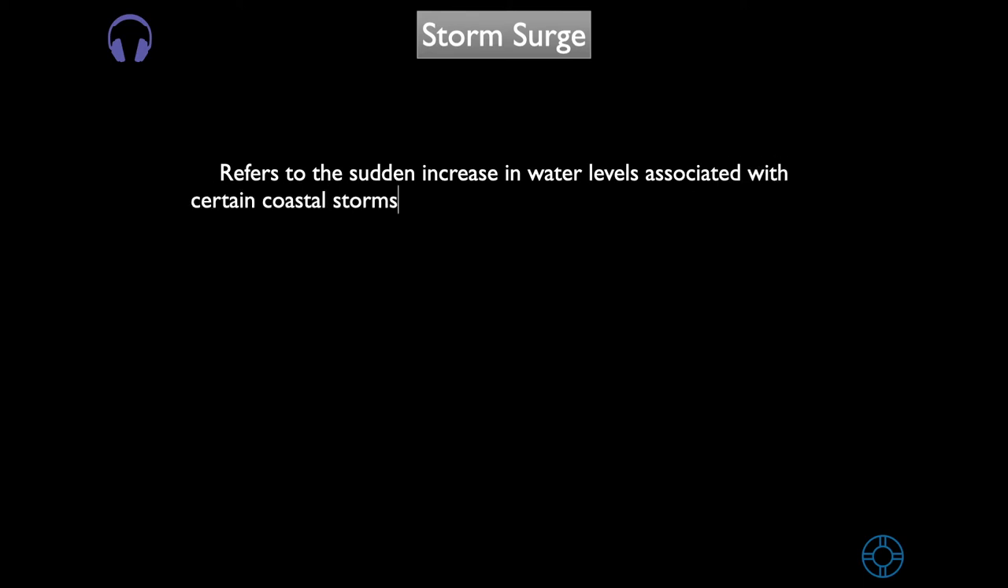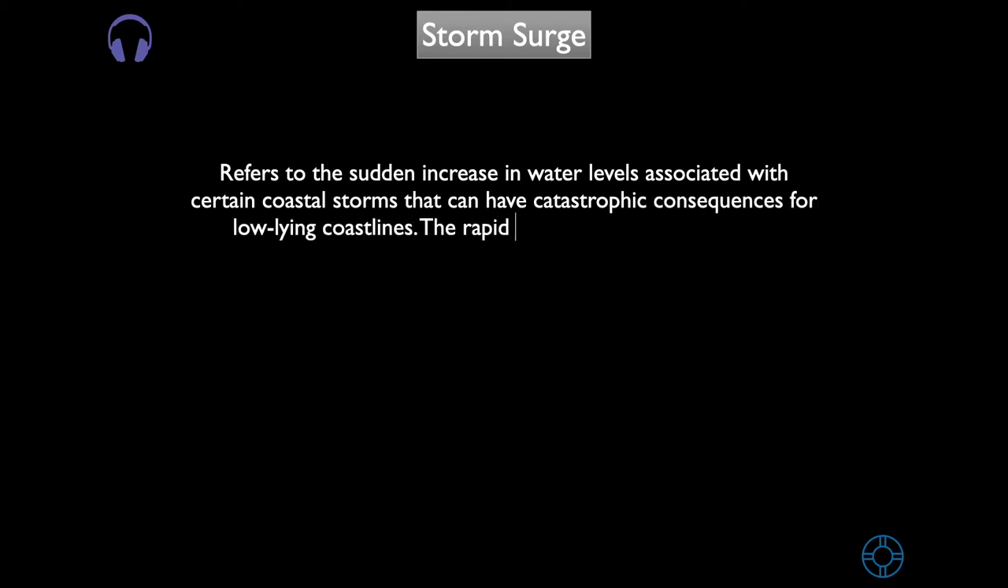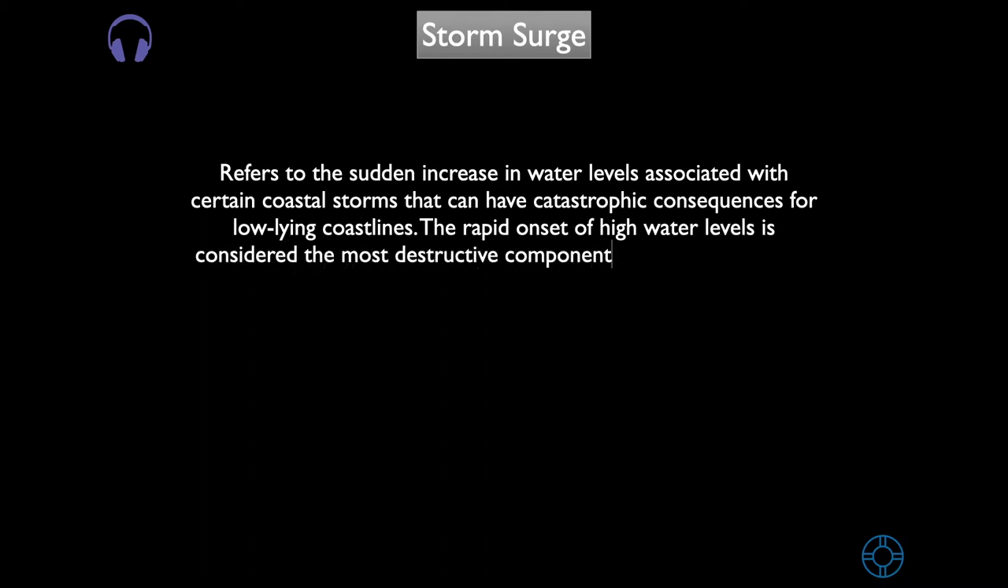The term storm surge refers to the sudden increase in water levels associated with certain coastal storms that can have catastrophic consequences for low-lying coastlines. The rapid onset of high water levels is considered the most destructive component of tropical and, to a lesser extent, extratropical cyclones.